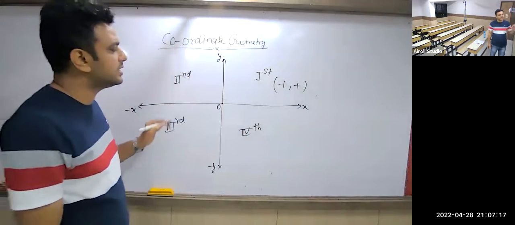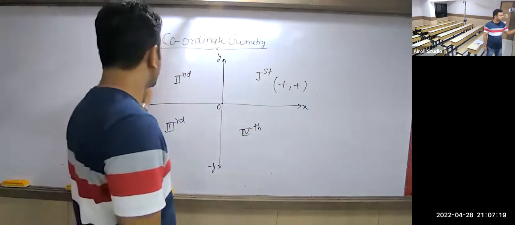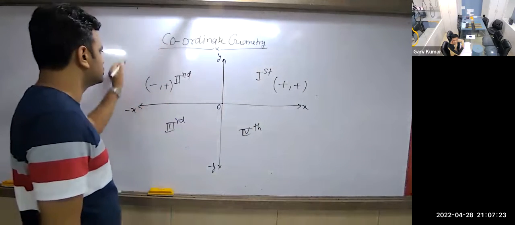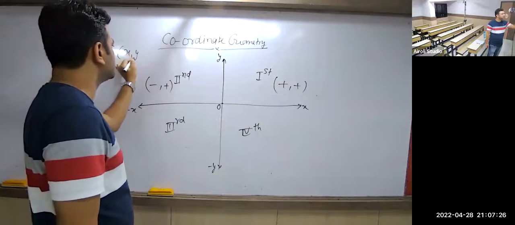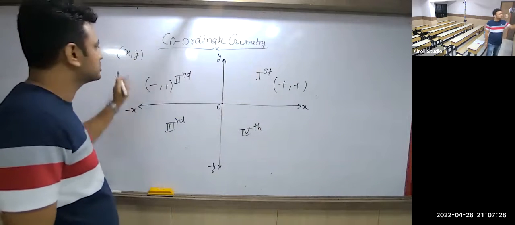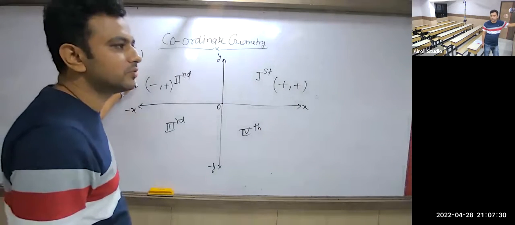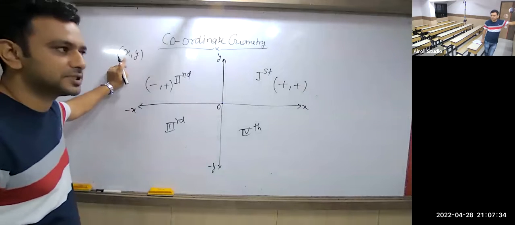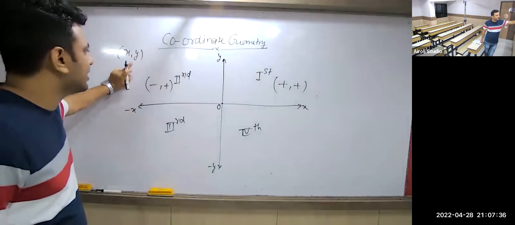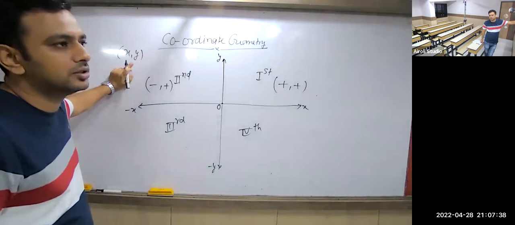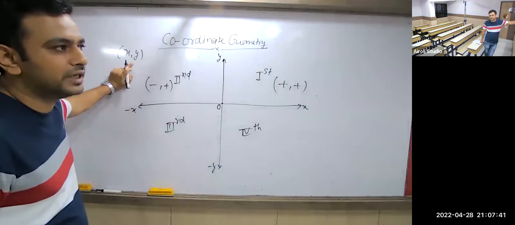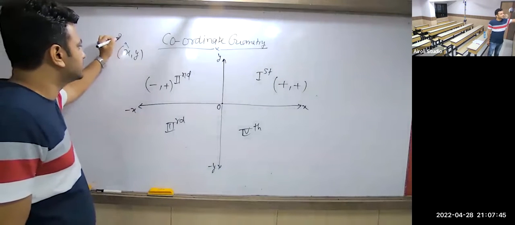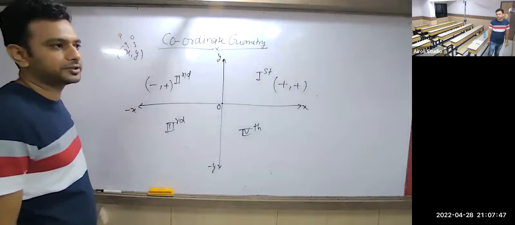If a point lies in the second quadrant, the point will be like minus and plus. First we write x and second is y. So this is the x coordinate and this will be your y coordinate. Sometimes we call x the abscissa and the y coordinate the ordinate. So this is the abscissa and this is our ordinate.